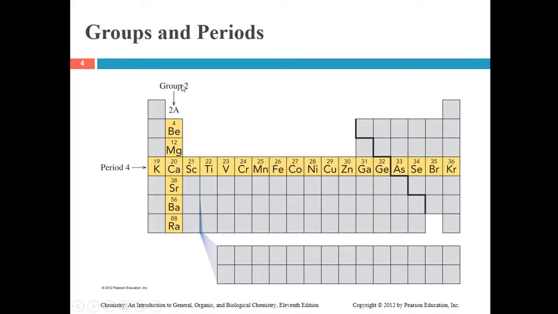So when we look at this as an example, group 2A is going to be in this column that goes down, whereas period 4 goes across. And you go, well, where did period 4 come from? Well, because it's the fourth period down. So here would be the first period, which would just be these first two elements, hydrogen and helium. Second period would be here. Third period would be here. And then fourth period. All right, so you're getting the idea between groups or families and periods.